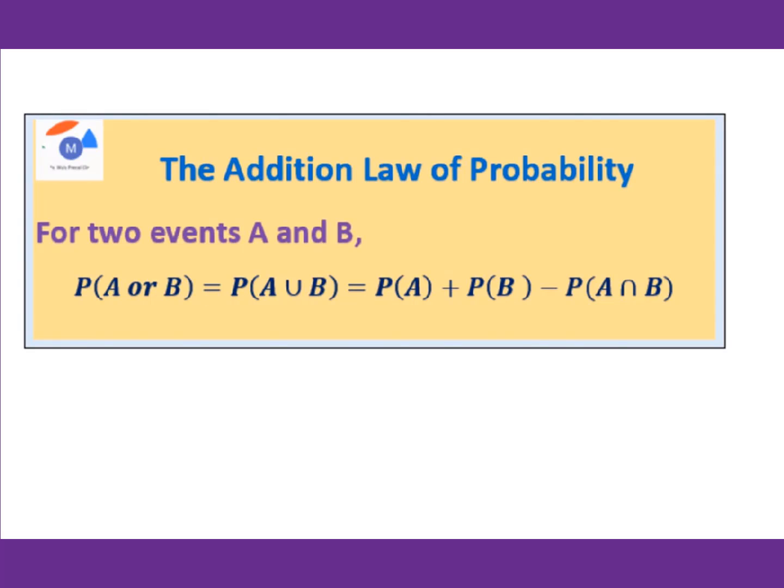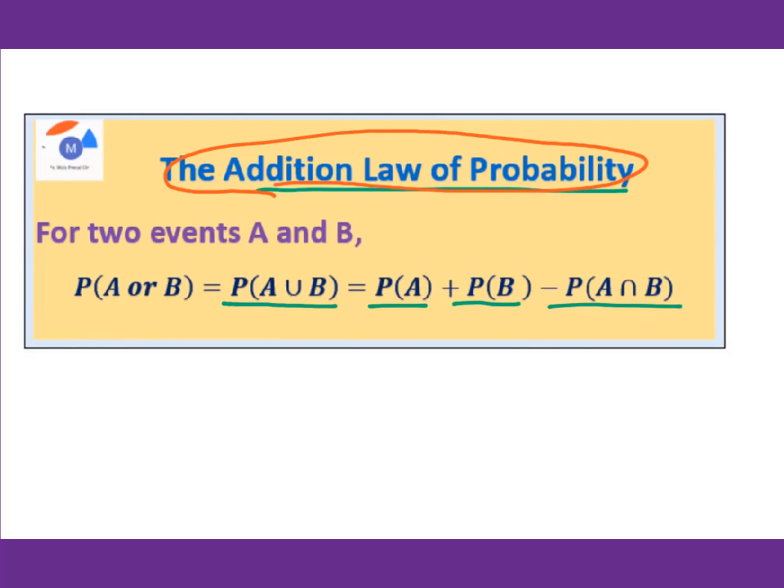This video is about the addition law of probability. For two events A and B, the probability of A or B, which equals the probability of A union B, equals the probability of A plus the probability of B minus the probability of A and B. We call this the addition law of probability.